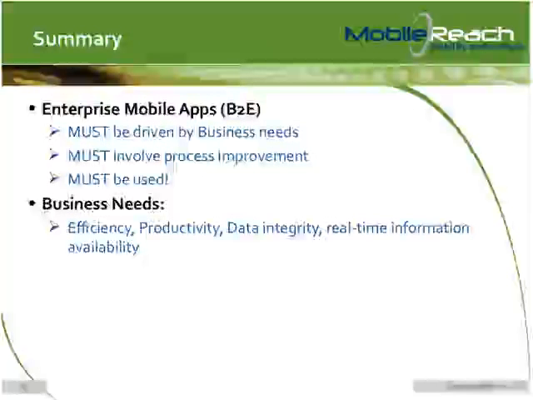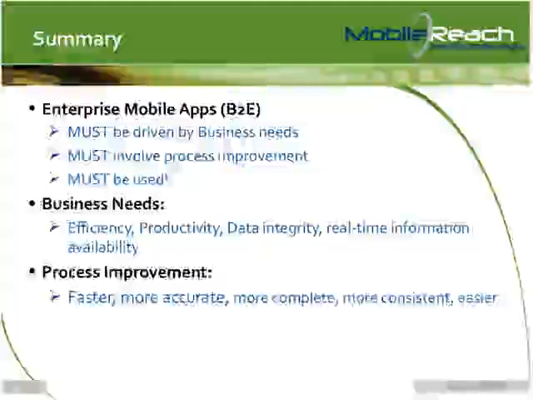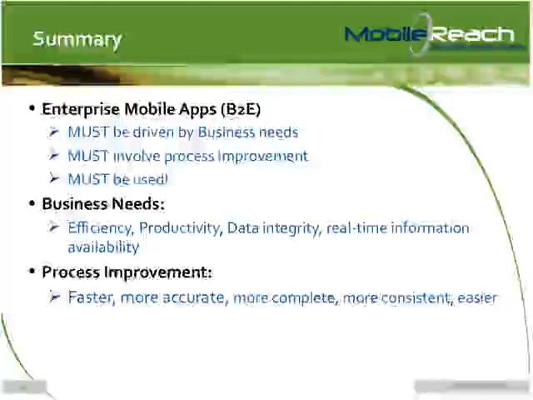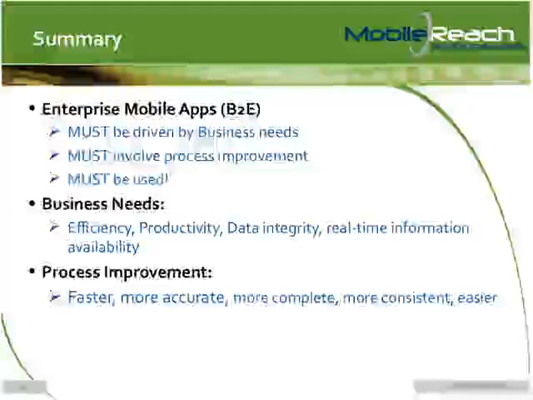In terms of business needs, you should see an improvement in efficiency, an improvement in productivity, an improvement in data integrity, an improvement in information availability or access. All of these things represent business improvements that are validated by incorporating a mobile application. You should see process improvement, whether that improvement is in speed, accuracy, completeness, or consistency. All those are improvements in the process that are going to benefit your business.